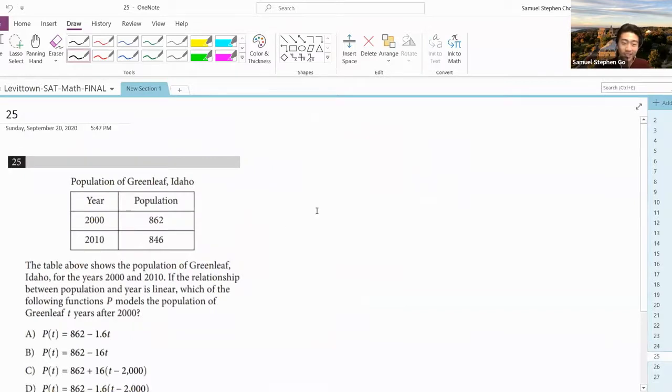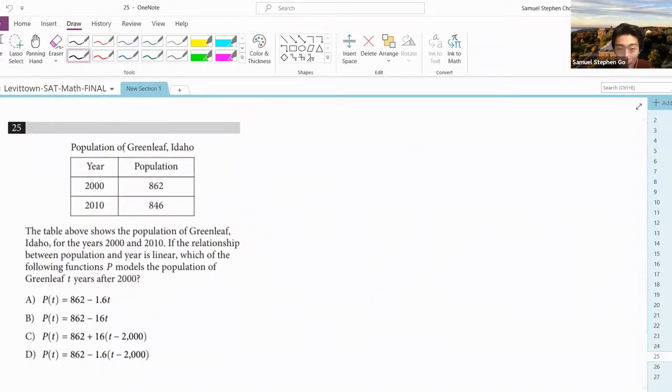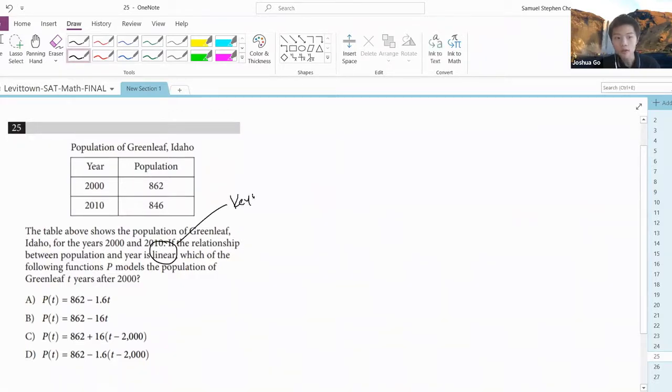There we go. Cool. All right, we're given a table here, and the table above shows the population of Greenleaf, Idaho for the years 2000 and 2010. If the relationship between population and year is linear, linear being the key word, which of the following functions P models the population of Greenleaf T years after 2000?